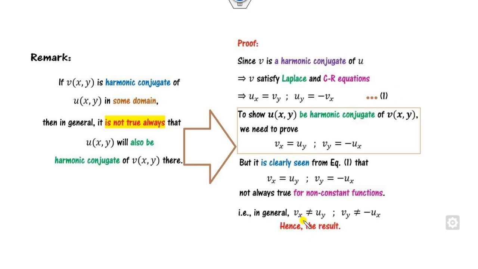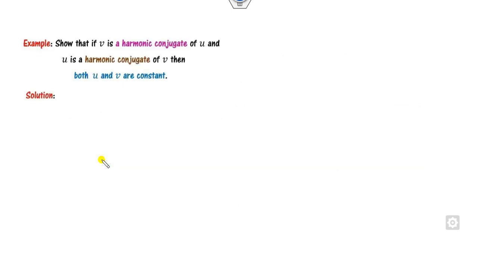Hence, in general we can say Vx is not equal to Uy, Vy is not equal to minus Ux. Hence, it is not always true that if V is the harmonic conjugate of U, then U is also the harmonic conjugate of V. Another result is, if V is the harmonic conjugate of U and U is also the harmonic conjugate of V, then U and V both are constants.